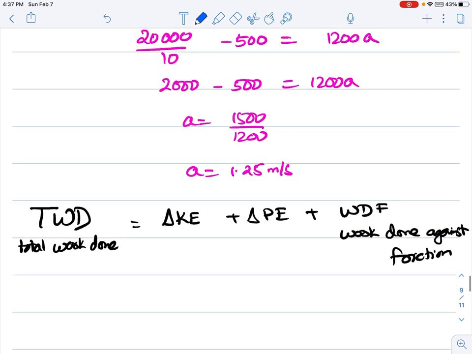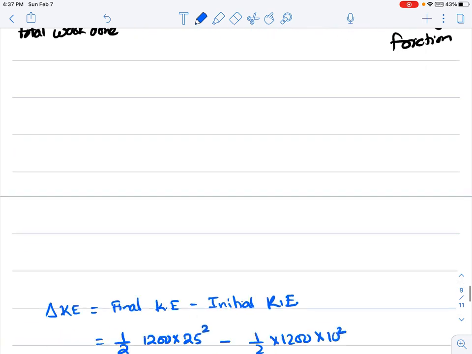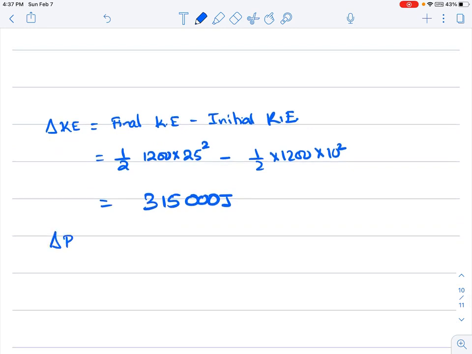Now what is happening? Does it have a PE? It is moving on a horizontal road, right? So delta PE will be equal to 0. There is no change in the potential energy.